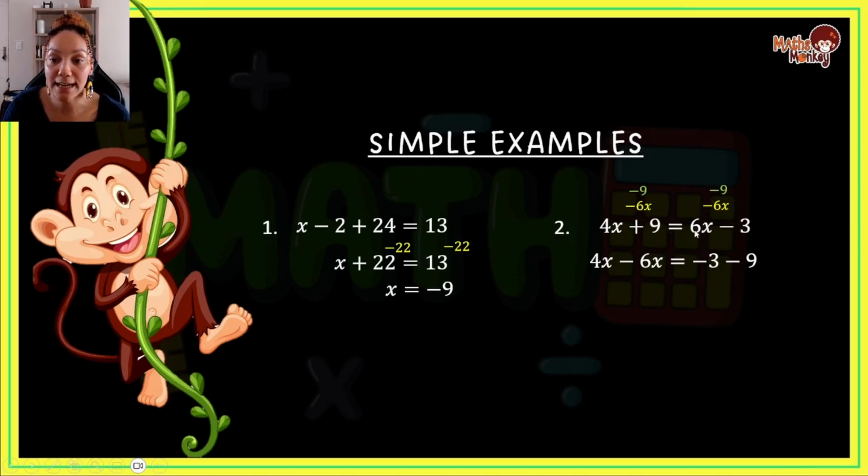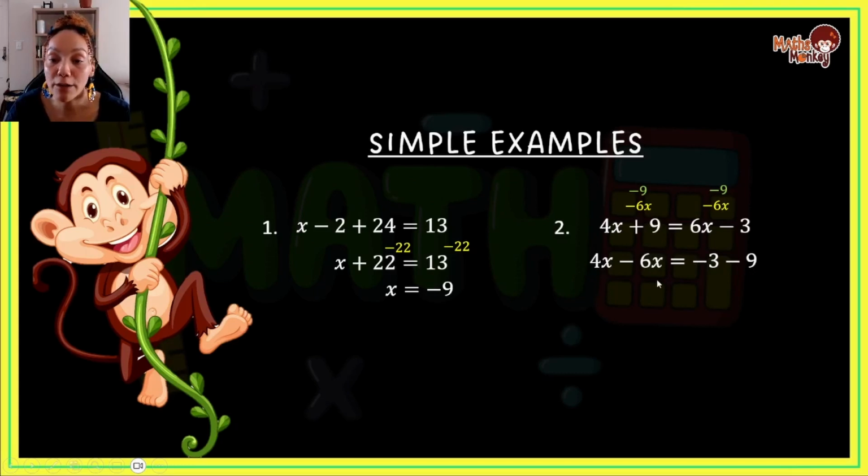Then on this side, I have 6x. So I want to get rid of the 6x on this side. So what I'm going to do is subtract 6x on both sides. And then I just simplify. So 4x minus 6x will give me this expression. But this 9 is now gone because I've subtracted the 9 here. This 6x is also gone because I've subtracted the 6x, so I'm just left with negative 3 and negative 9.